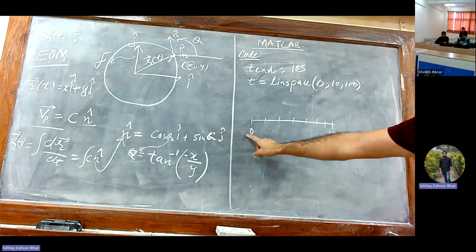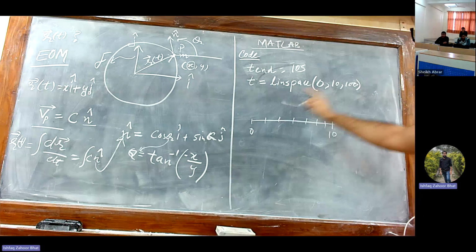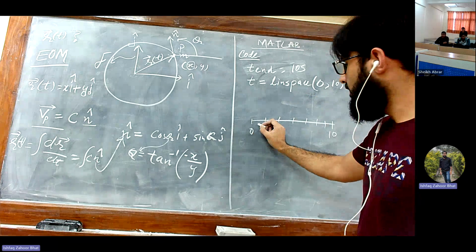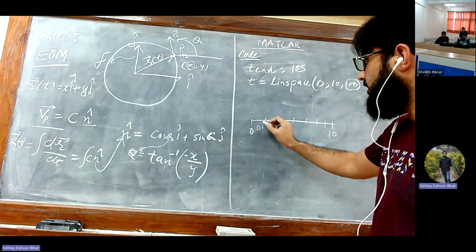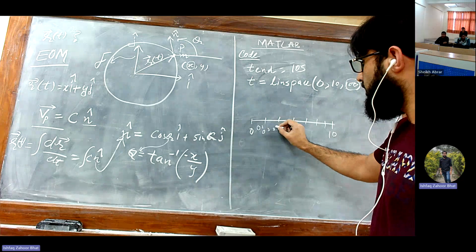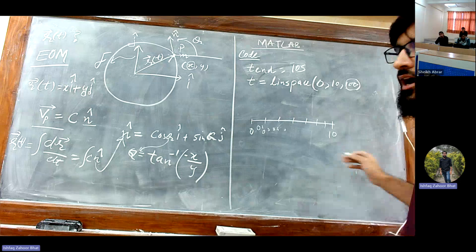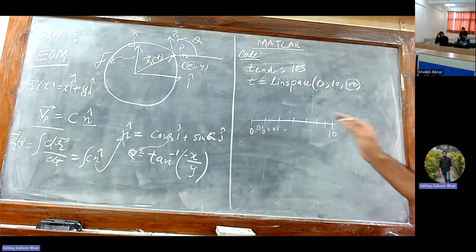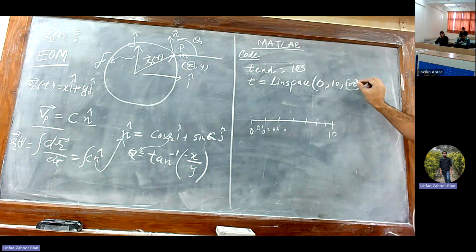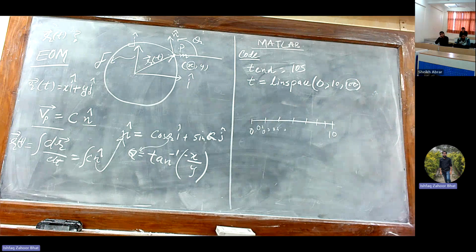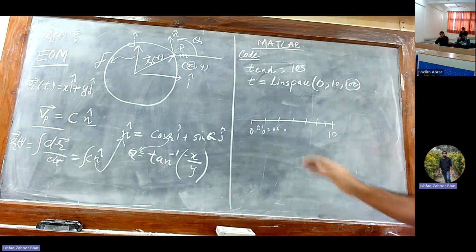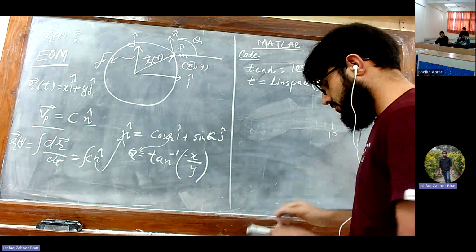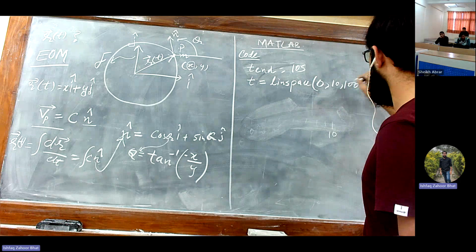But how many steps will there be? There will be 100 steps. So it will be 0, then 0.1, then 0.2, 0.3 seconds, 0.4, 0.5, up to 10 seconds. Or there will be 100 steps. If you write here 1000, then this time will get divided into 1000 steps. Okay, so this is the second step.